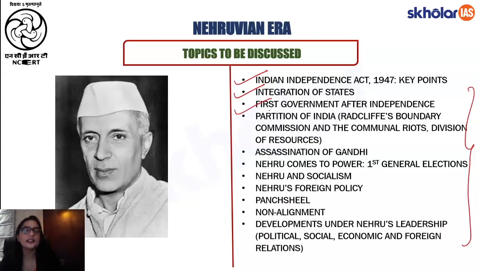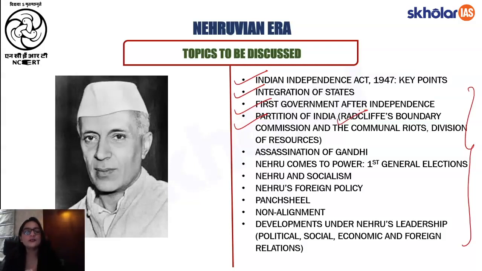Apart from that, students, then we are going to talk about the first government after independence, wherein Nehru was elected as the Prime Minister of our country. And then, students, we are also going to talk about the partition of India that had happened, wherein India was divided into two countries, that is India and Pakistan. And during that time, there were certain important things that need to be noted, such as a boundary commission, which was put forward, which is named the Radcliffe Boundary Commission. That is something very important, and we are going to talk about it.